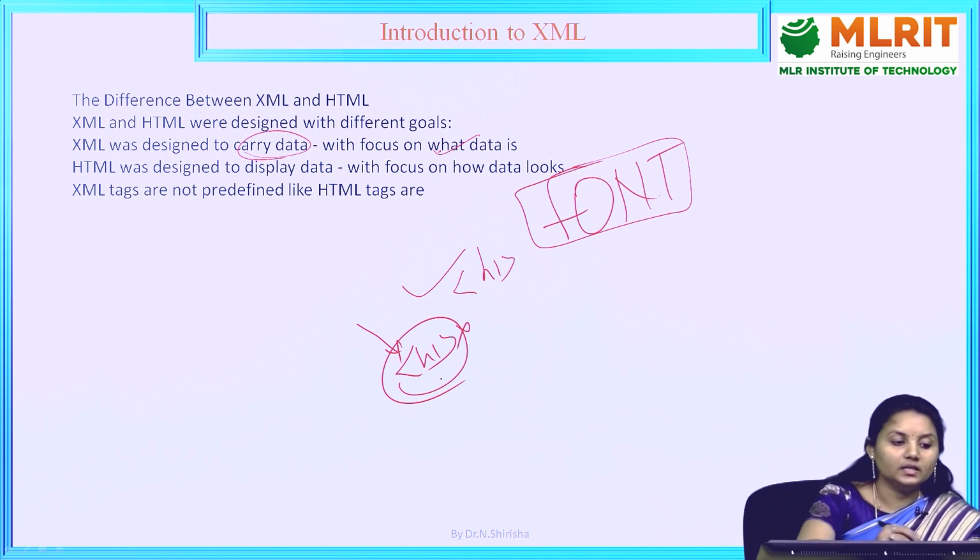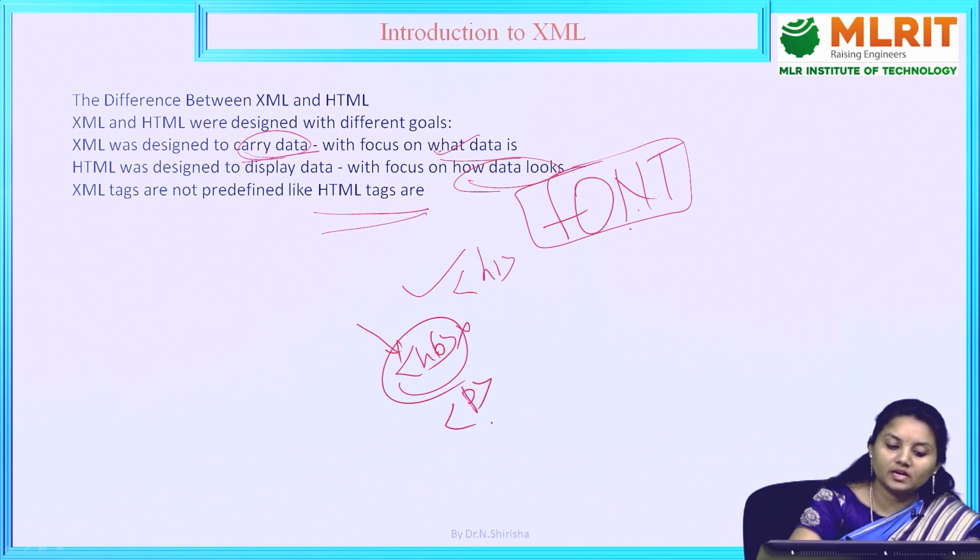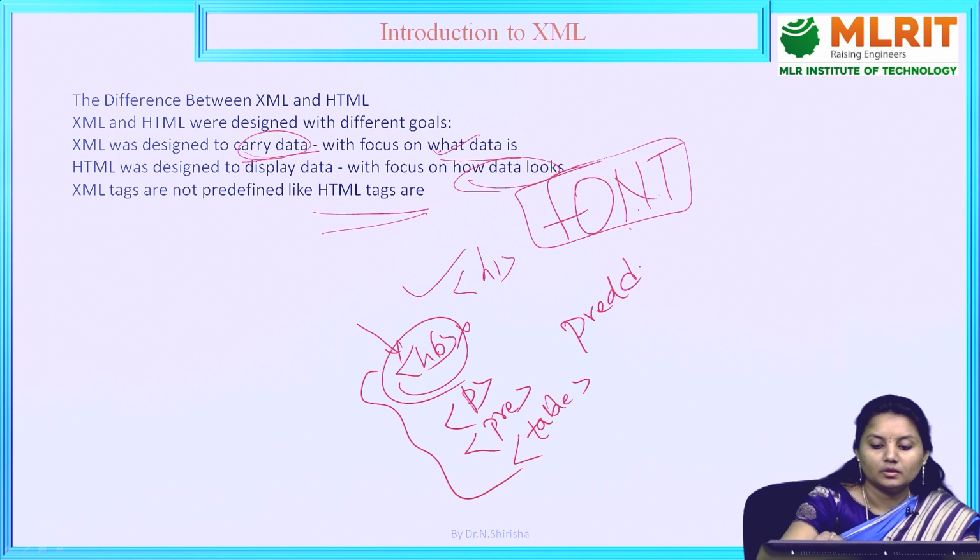So XML is designed to carry the data with a focus on what the data is. HTML focuses on how the data looks. If you are giving H1, the font size should be high. If you are giving H6, the font should be very low. So XML tags are not predefined like HTML tags are. So H1, P tag, PRE tag or table tag, we have seen all these are what? Predefined. So you have to make it user defined.